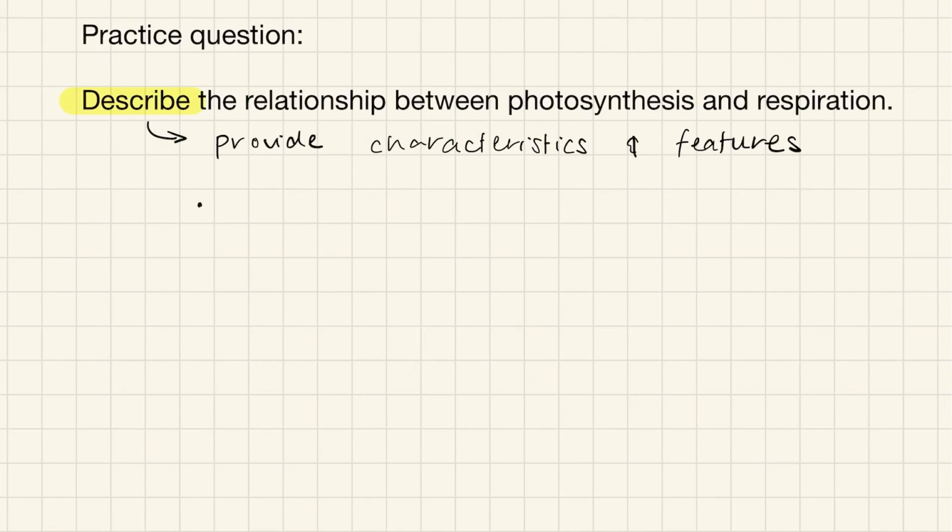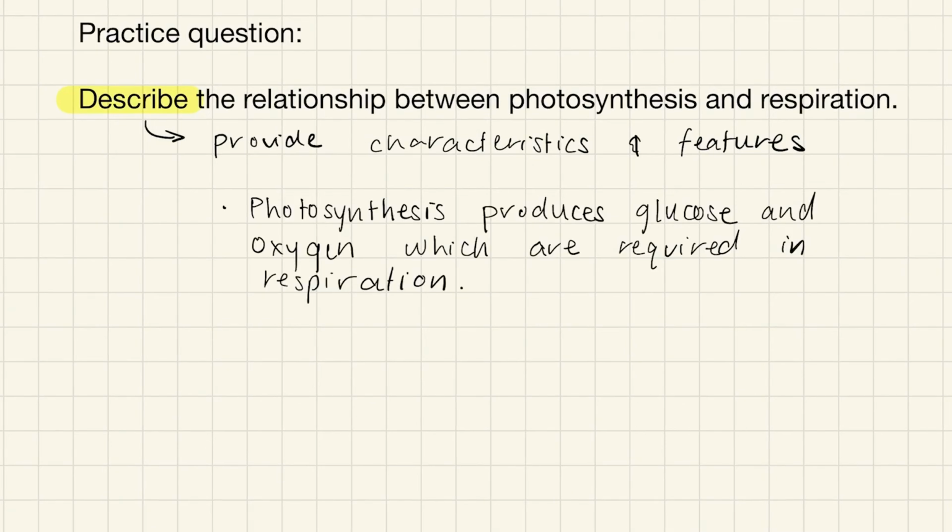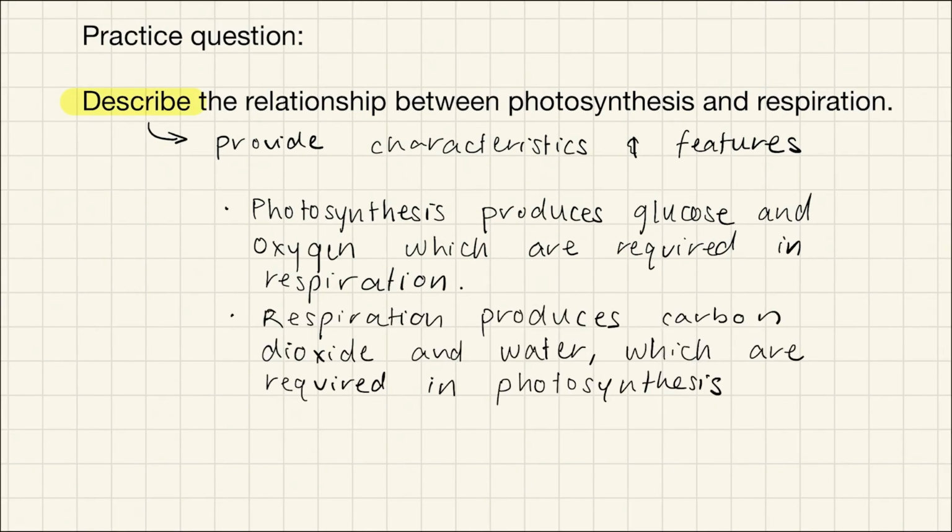So first of all, we want to say what photosynthesis does. It produces glucose and oxygen, which are required in respiration. Next, we want to say what respiration does and how it's related to photosynthesis. So it produces carbon dioxide and water, which are required in photosynthesis.